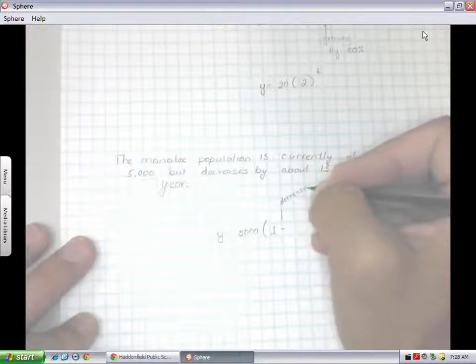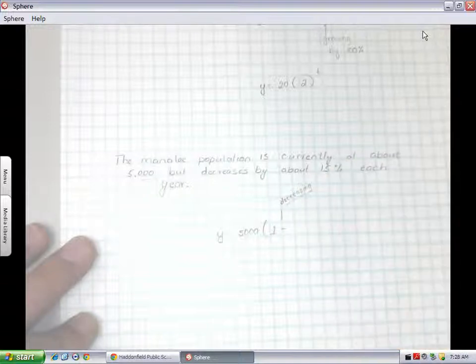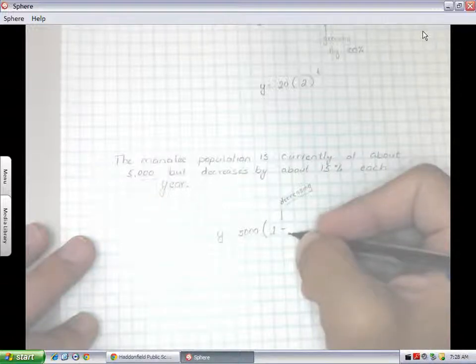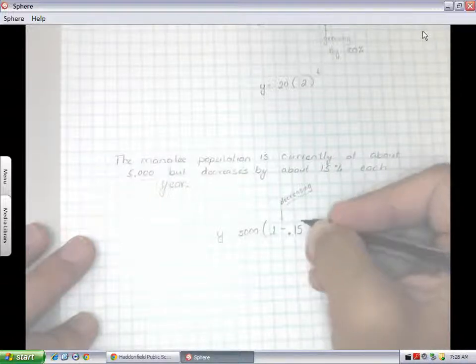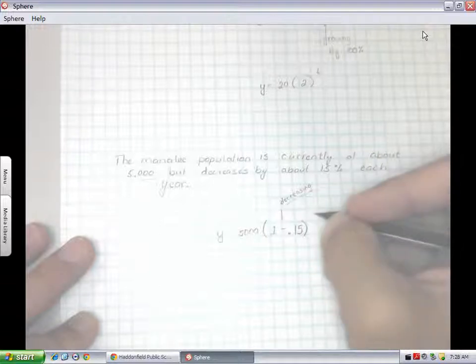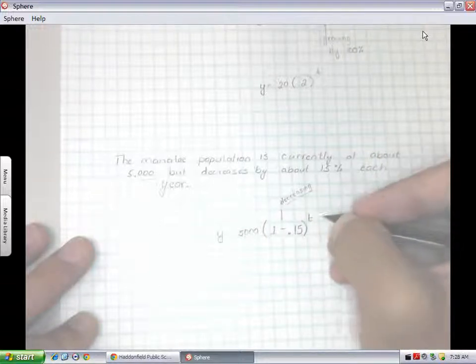And what percent is it decreasing by? It's decreasing by 15%. So 15% is the same thing as 0.15. Just like earlier, 100% was the same thing as 1.00. Changing a percent into a decimal is just as simple as moving the decimal place 2 places to the left. And this would be to the t power, where t is the number of years.